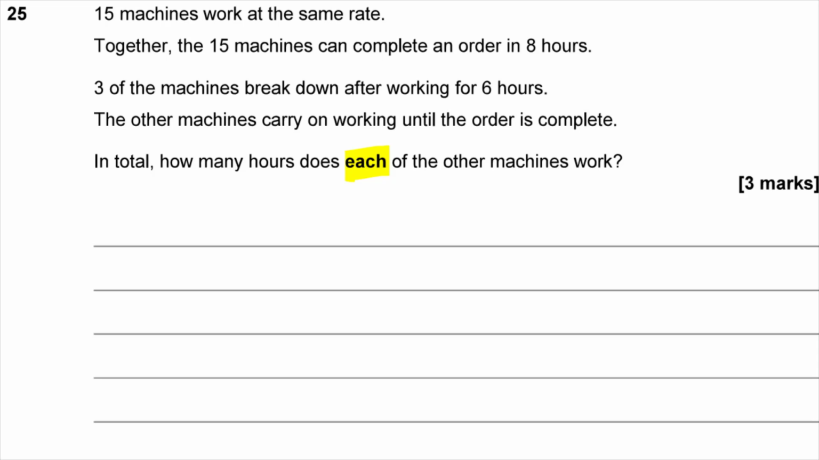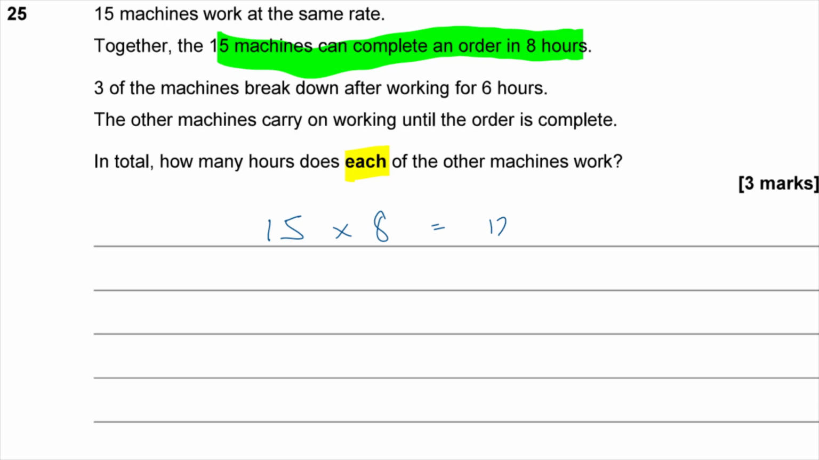Now let's take the first part of this. It says 15 machines work at the same rate, and together those 15 machines can complete an order in 8 hours. So our 15 machines over a period of 8 hours produce 15 times 8, 120 units of work. So that's how much they normally produce in 8 hours, 120 units of work. I'm just taking 15 and timesing it by 8.